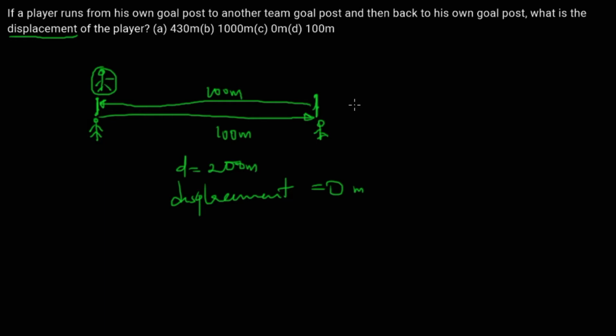If he had moved from this point to this point, the distance would have been 100 meters, probably towards the positive x-axis or towards the east. That would have been the answer. But because he returned to his own goalpost, his original position, there is no direction. It would look to another observer like he had not moved at all. The displacement is 0 meters, while the distance is 200 meters, because the amount of his travel is 200 meters.